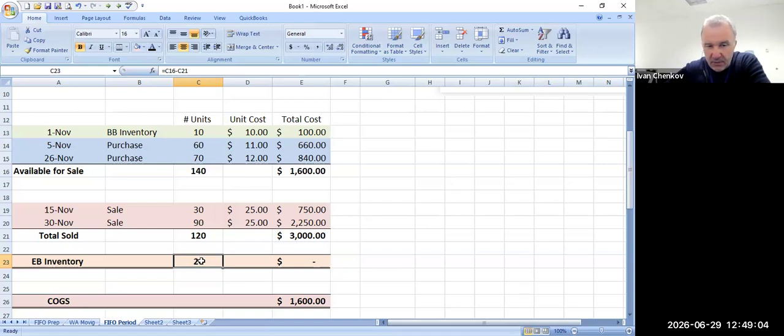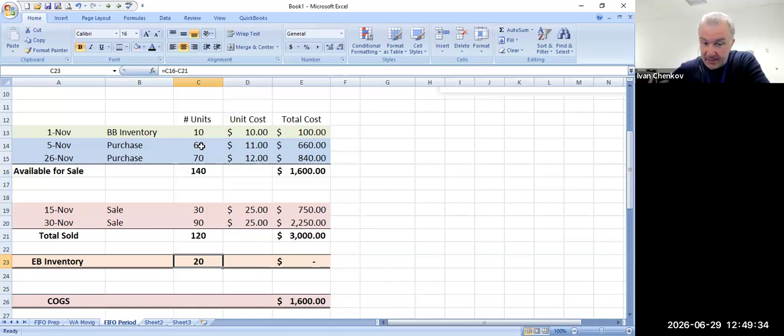Second thing, if I have only 20 and my last purchase is 70, is it possible for my ending balance to be from the purchase from November 5th? Is there any way to have any of those 20 come from the purchase on November 5th? No.